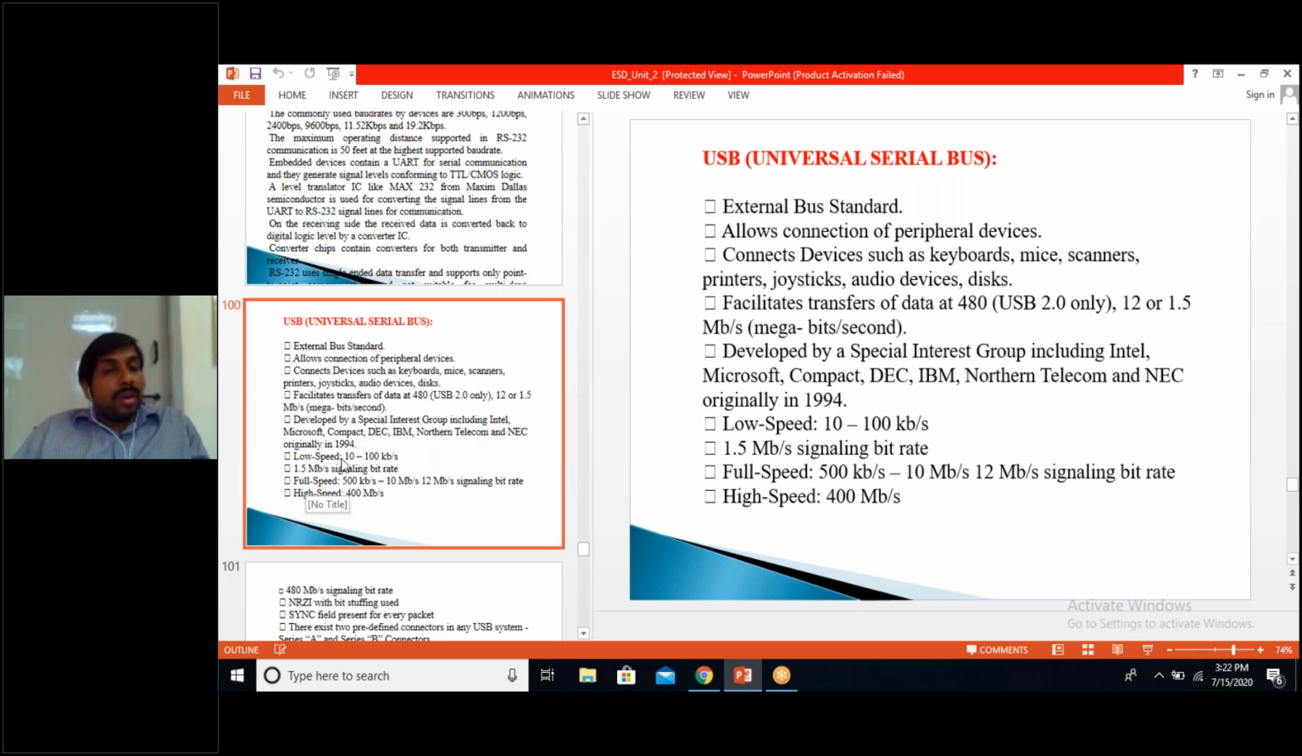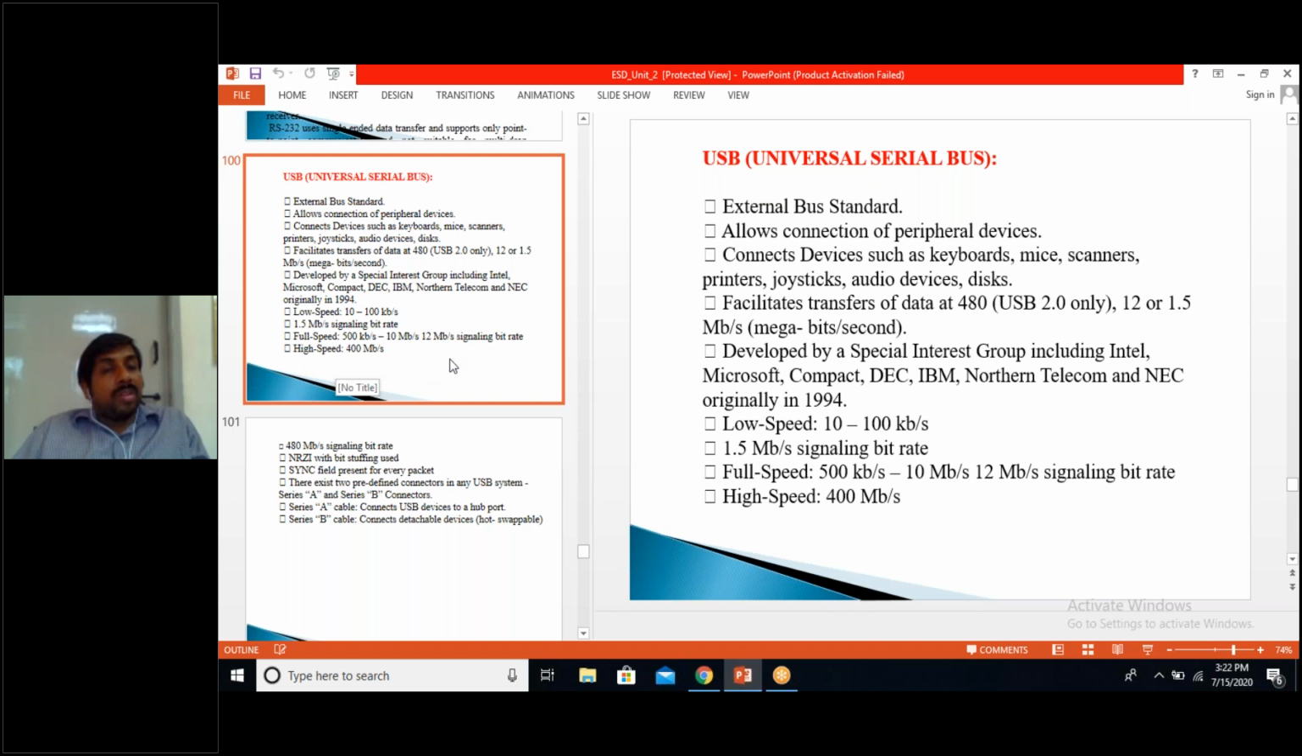It is a low speed device. Signaling rate is 1.5 megabits per second. Full speed data you can use, and for high speed it is 400 megabits per second. So the connector is using a series A cable connecting USB devices to hub ports. Another series B cable is connecting detachable devices.